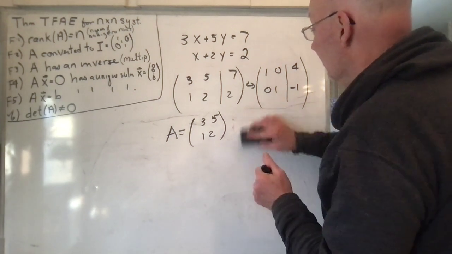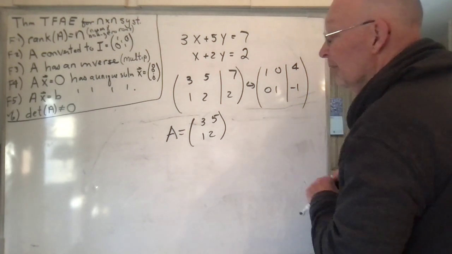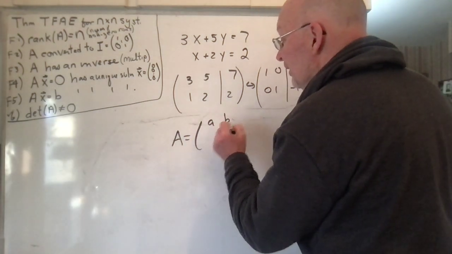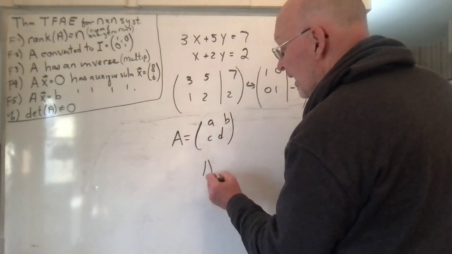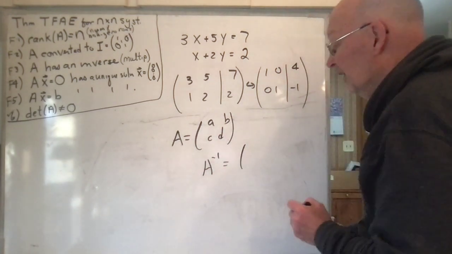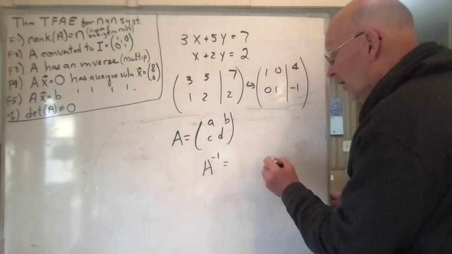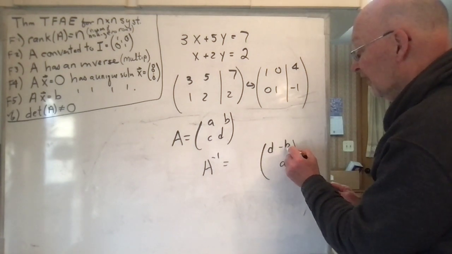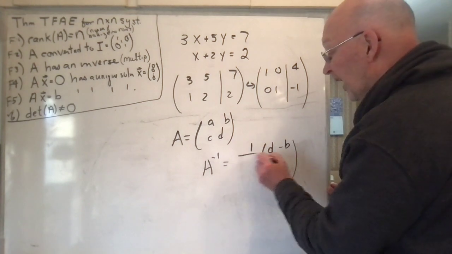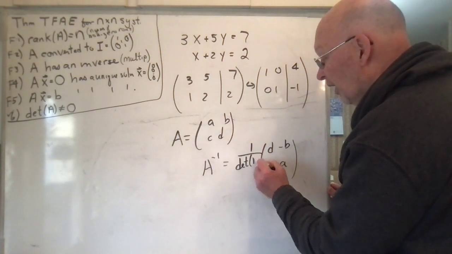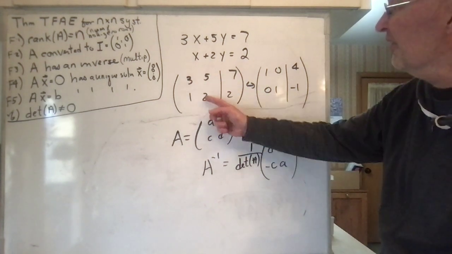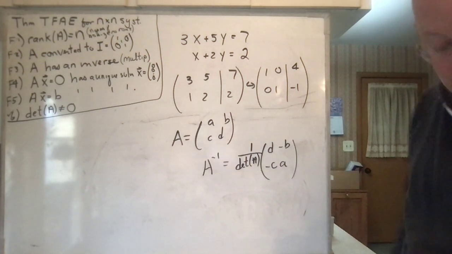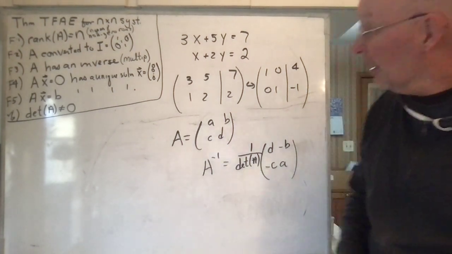Let me just say this: if A is equal to A, B, C, D, then A inverse is equal to, what did I say? You flip the A and the D around, you take the negative of these, and then you divide the whole thing by the determinant of A. And the determinant of this one here, notice, is 6 minus 5 is 1. So that's why it turned out real nice. We didn't have any fractions there. Okay? So I think that is all I want to say.